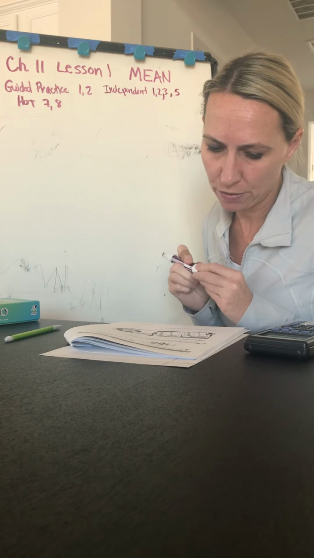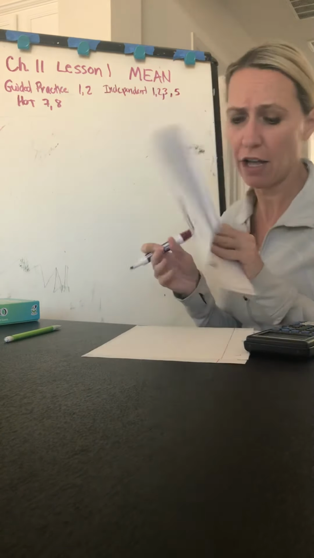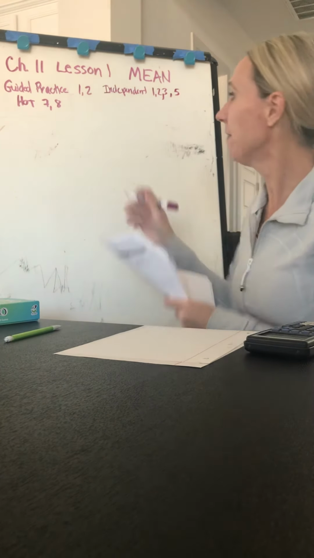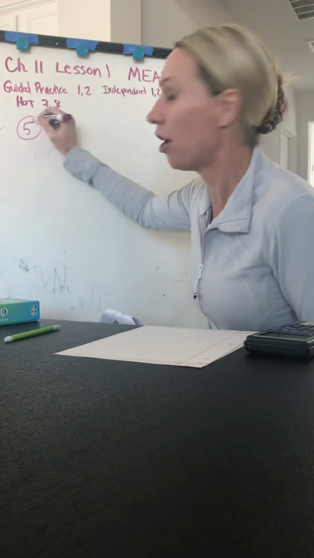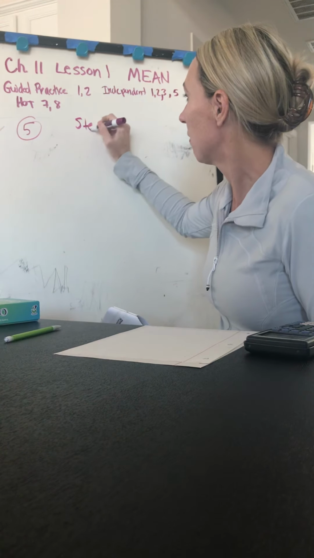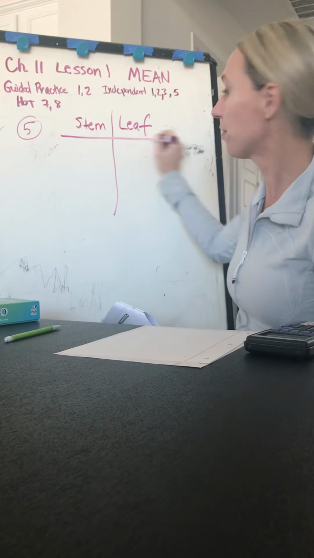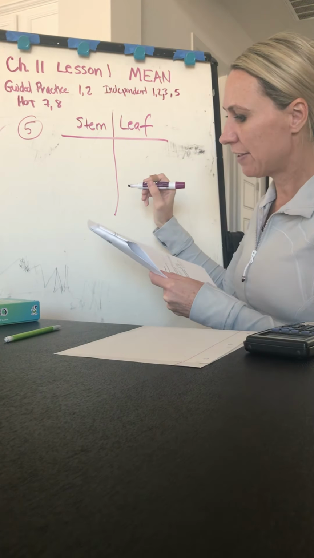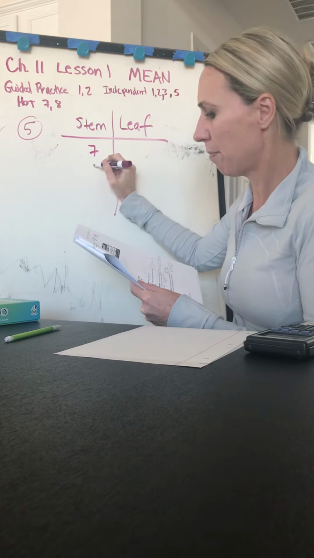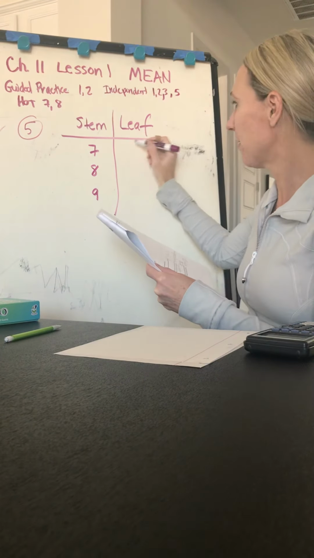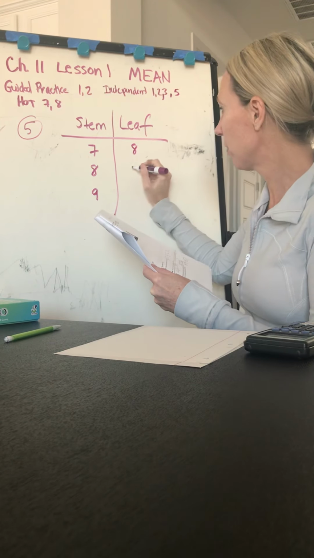Okay, so let's do number 5, because they give you the information off of a stem and leaf, and it's kind of a weird kind of chart. I just want to make sure you know how to read it. The stems are basically the first number, and the leaves are the second digit in the number. So this is what the chart looks like.